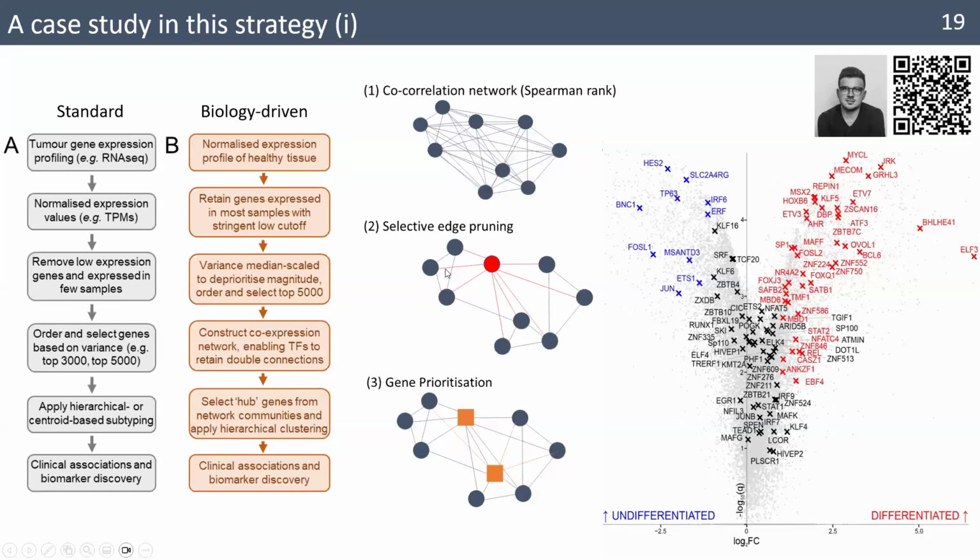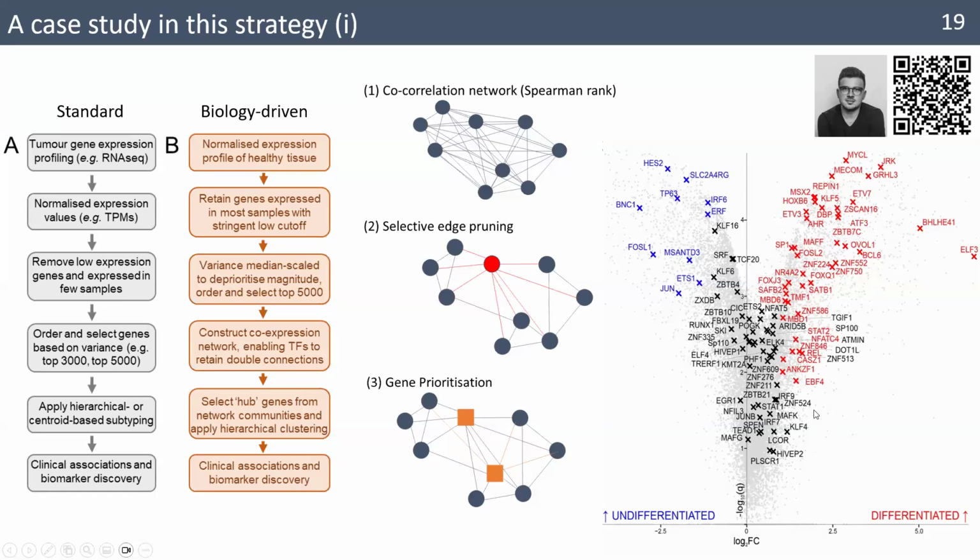To do this, we used a network approach. When you create a network from genes, you create a correlation matrix. You ask how well correlated the expression values of one gene are compared to all the rest of the genes. You link them all together, and then you do an approach called selective edge pruning to keep the ones which are really important. In our approach, we then prioritize particular genes which we thought were really important. This allowed us to select almost 100 transcription factors which were really well connected.